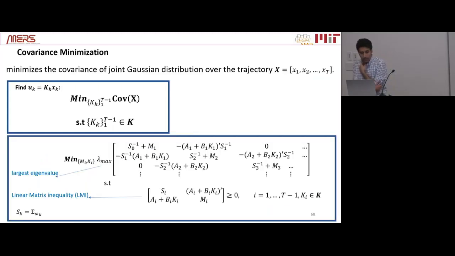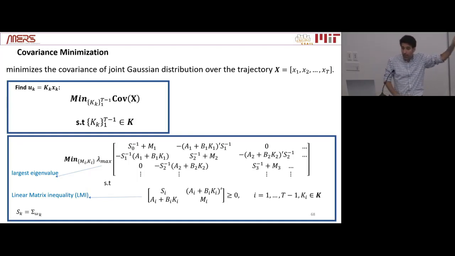Because of the uncertainty, we saw that at each time k, the states have a Gaussian distribution. So we have a vector of Gaussian distributions, and I want to minimize the covariance of the joint Gaussian distribution of this random vector. So we are going to look at a feedback controller to minimize the covariance with respect to some constraints on the controller.